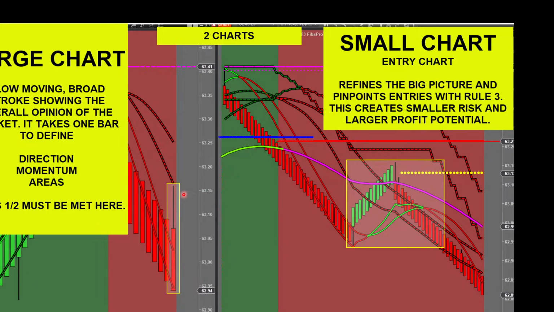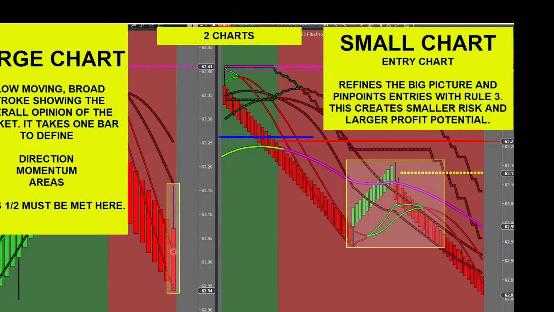And it takes this one bar, the most current bar on a large chart, to define the direction of the market, letting you know the trend, which way you should be looking for entry rules to be met. It'll define the momentum in the market, letting you know you have that first advantage from rule number 1.